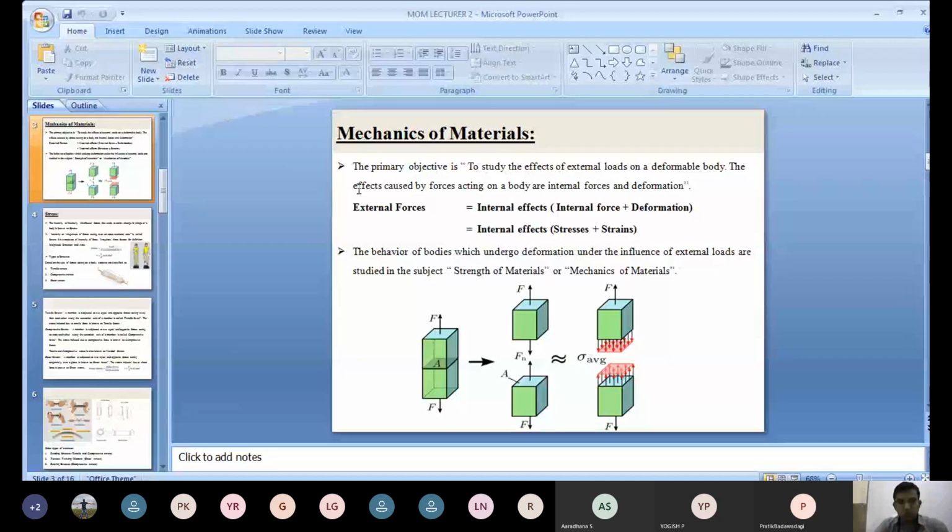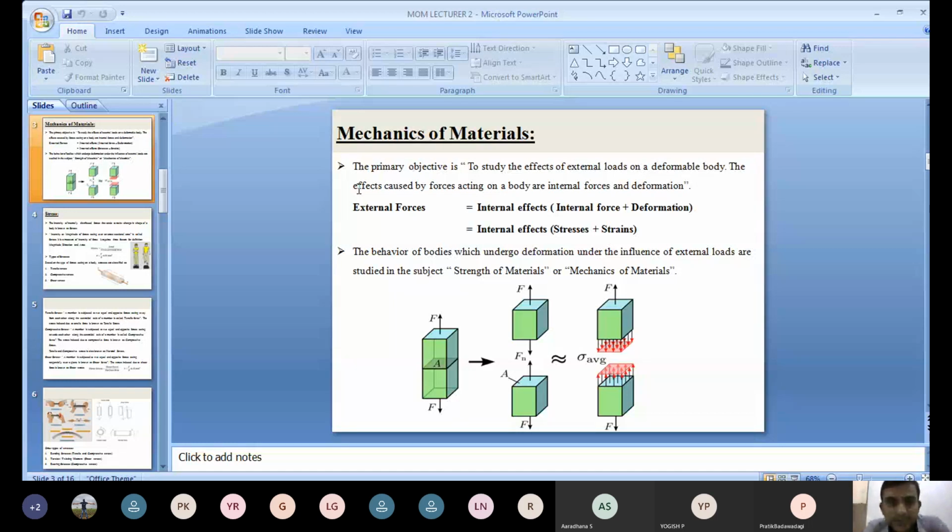This PPT is visible. Yes, sir. Yeah, the slide is mechanics of material, right? Yes, anyone can give the answer? Yes. Right? Yes, sir. Yeah. Okay, I'll start.